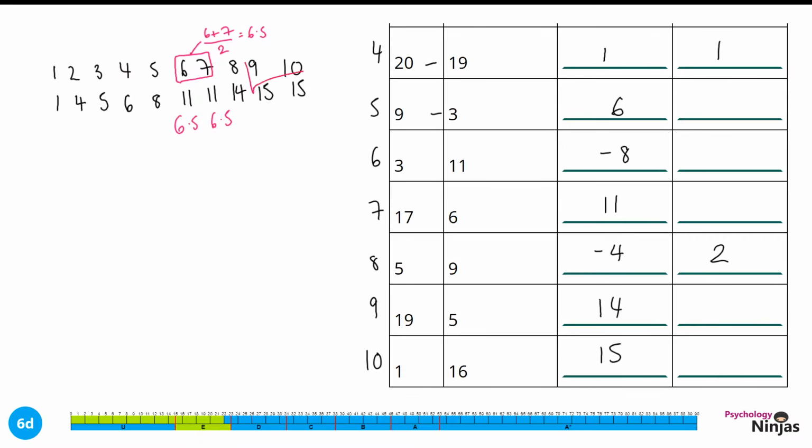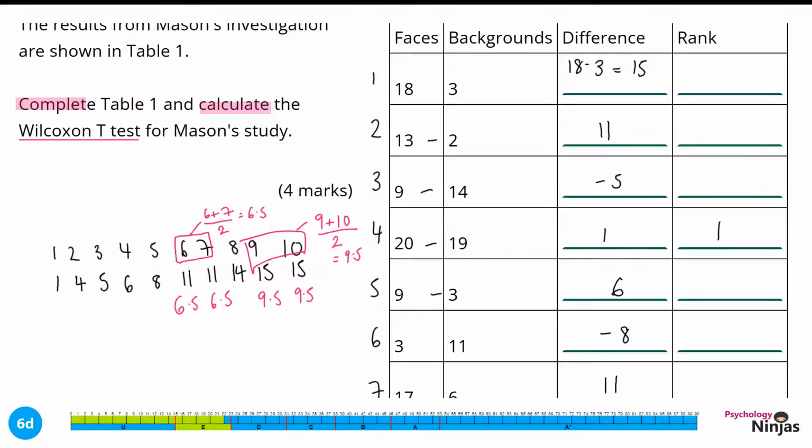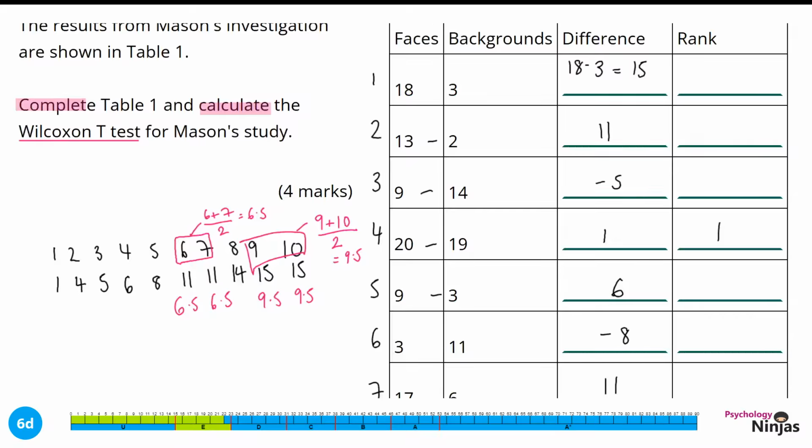Again, we're going to do the same thing here in terms of our ranks. We're going to add 9 and 10, divide it by the number of ranks, which is 2, giving these both 9.5s. A real quick check with this is that your highest rank should be similar to the number of participants. These can then all get written into our table. So where we've got a difference of 15, that gets a rank of 9.5. 11 gets a rank of 6.5, and so on.